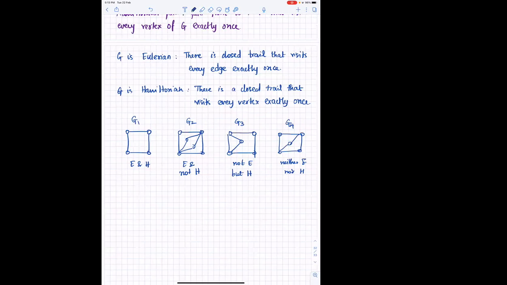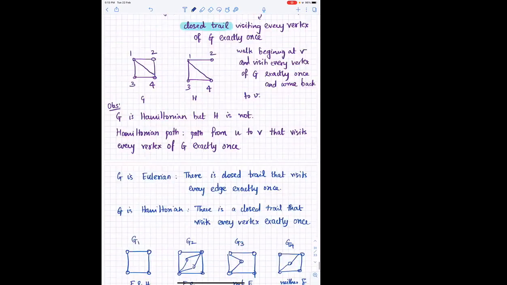So there is no connection between Eulerian and Hamiltonian. When I say connection, you cannot expect an Eulerian graph to be Hamiltonian and vice versa. You might have expected it to be true, but it's not.